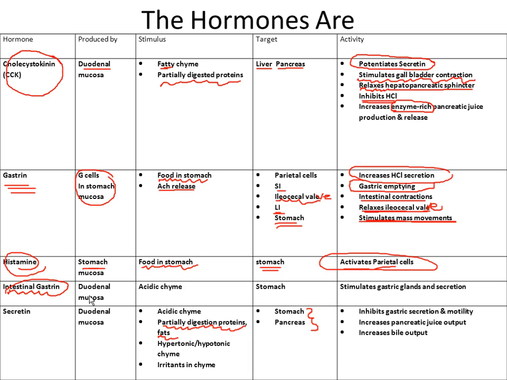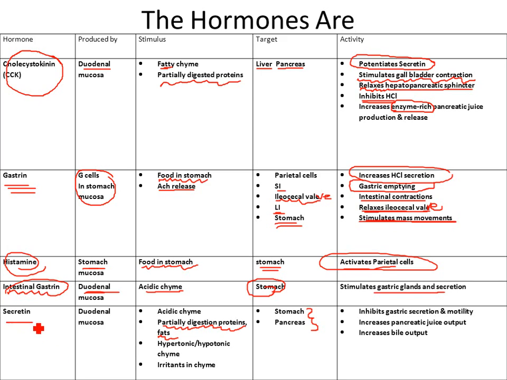Then we have our other gastrin, intestinal gastrin. It is secreted by the duodenum, and it is secreted at the beginning of the intestinal phase when an acidic chyme enters the duodenum. Intestinal gastrin, oddly enough, will act on the stomach, stimulating gastric glands and secretion, and timing. So it actually helps the stomach and the intestine coordinate with each other. So it helps to change activity in the stomach, turn it off, increase activity in the intestine.